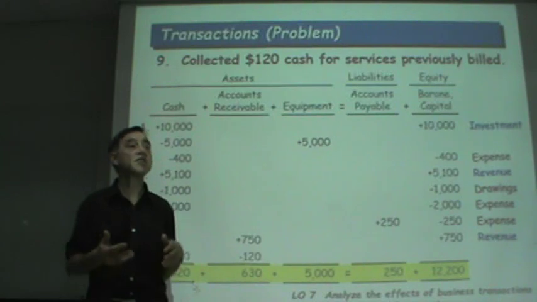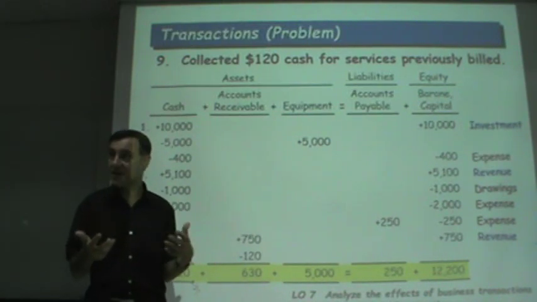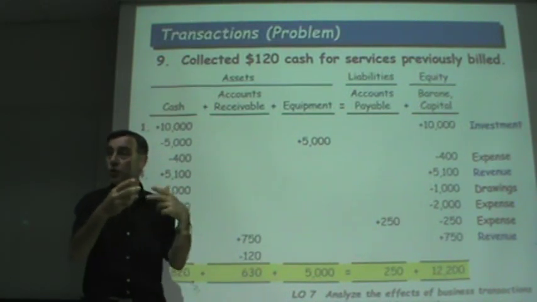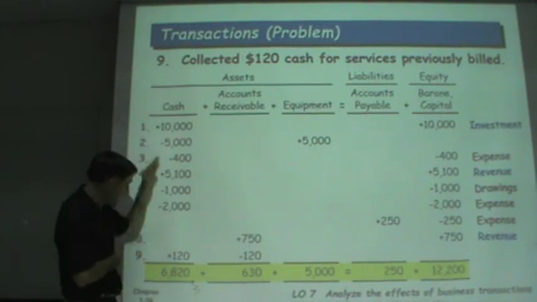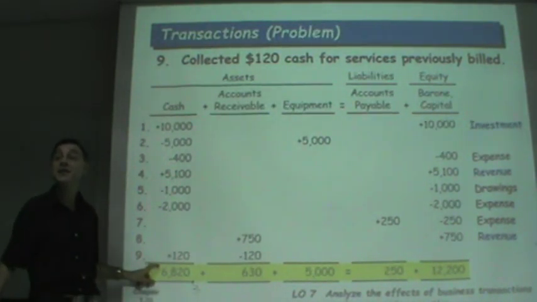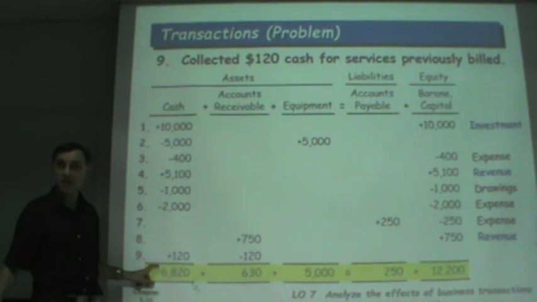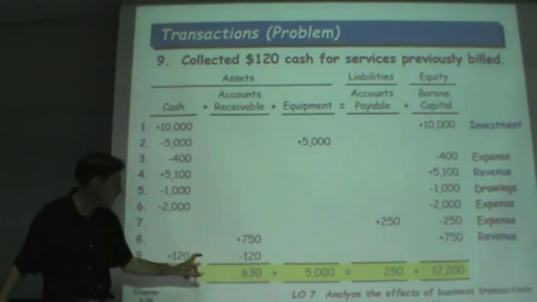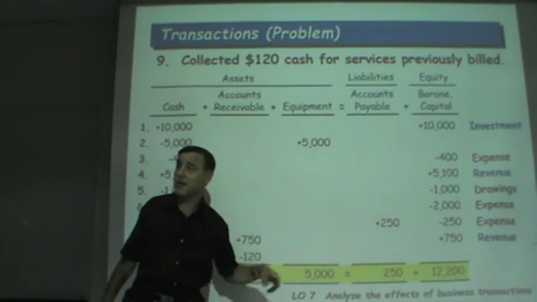Okay? So this is one simple example. And then we will continue with debit and credit. But now you can see cash. This is called ending balance. Ending balance. Okay? Ending balance. I'll explain it.